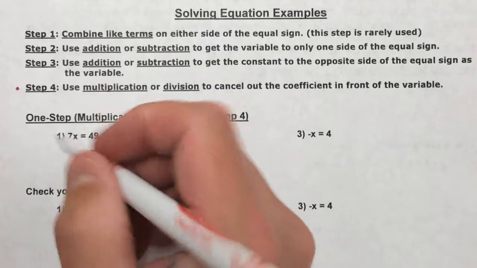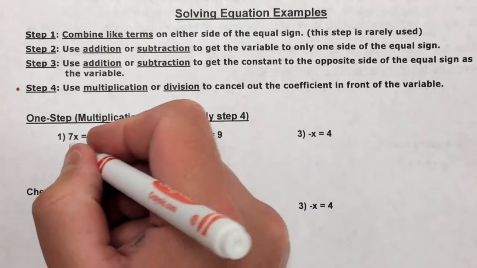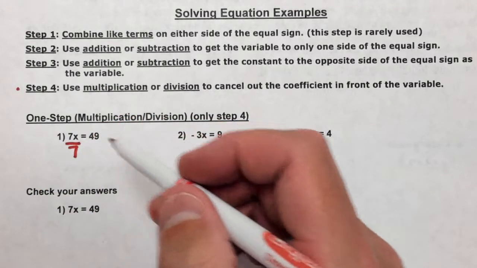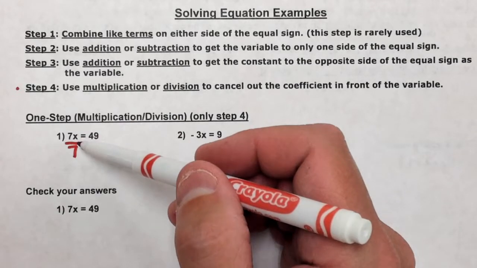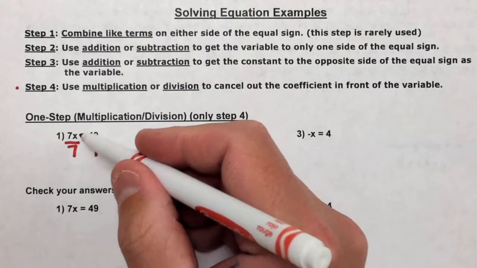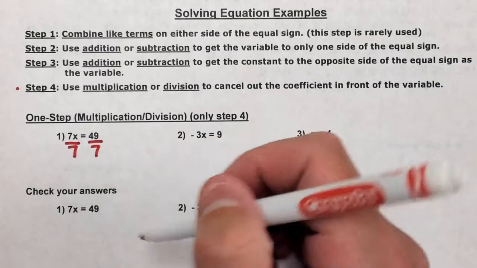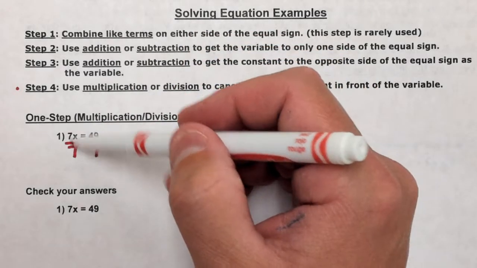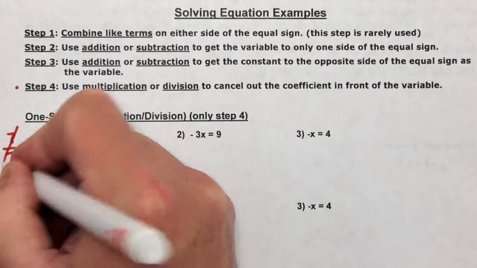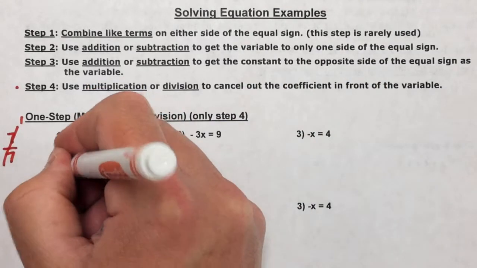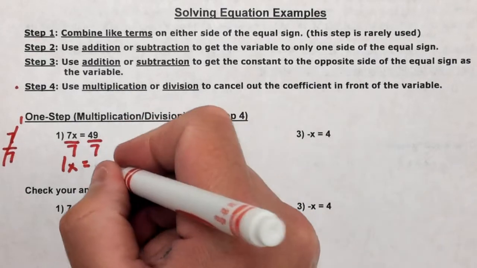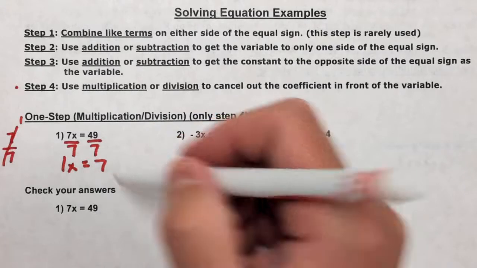This is multiplying, but to cancel out 7 times x, I need to divide the left side by 7. Whatever you do to one side of the equation, you have to do to the other side to keep it balanced. So if I'm dividing the left side by 7, I need to divide the right side by 7. And 7 over 7, if you don't remember, a number divided by itself simplifies down to just 1. So I end up with 1x equals, and if you take 49 divided by 7, you get 7. If you plug that in the calculator, you get 7.